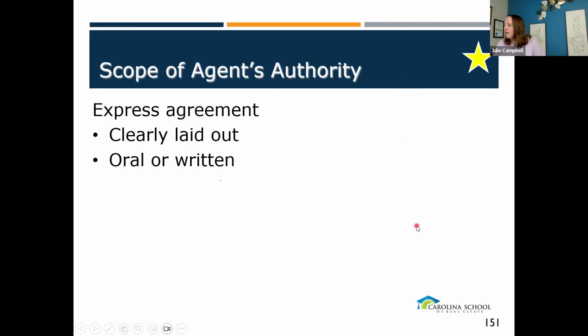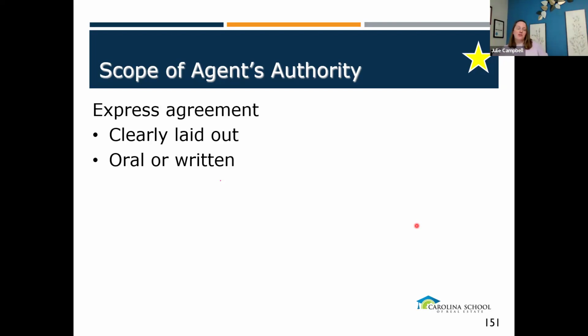The scope of our authority, what am I allowed to do? What am I authorized to do? Again, what we're looking for here is that express. I want those terms clearly laid out. I want to know specifically, what is my lane? What is the speed limit within my lane? That's an express agreement. Those are our agency agreements.